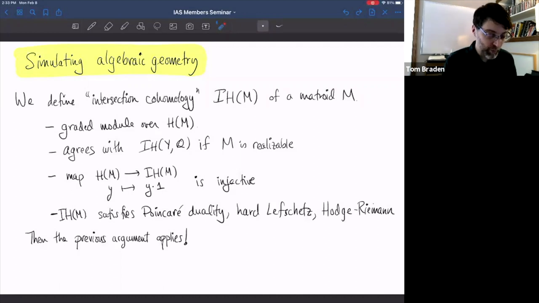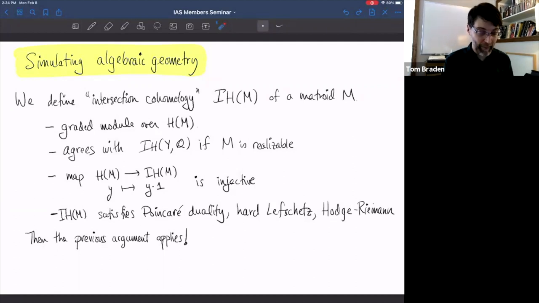So the properties we need are, it should be a graded module over this. So first of all, the cohomology ring, we already know how to define this, the graded Möbius algebra. So that part was already done. And we wanted it to give the same answer as the intersection cohomology if we do have topology, if we do have vectors.